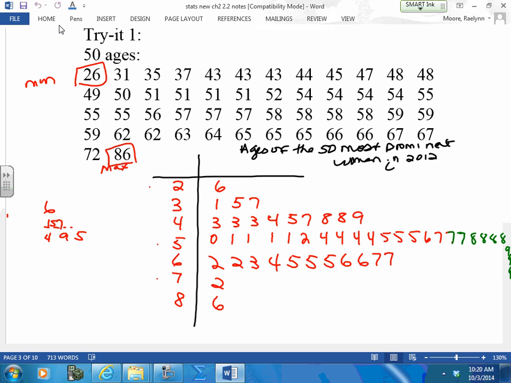Turn to page 62 for a second. Look at number 9. This is a stem and leaf plot, and so is number 10. What's your minimum entry on number 9? 27. What's your maximum? 85. How about 10? 129. They did a double entry on this.